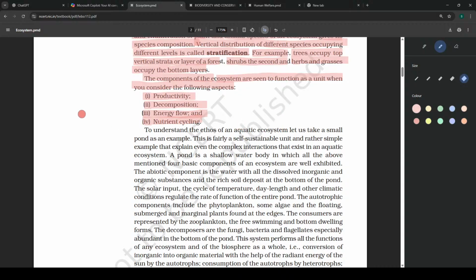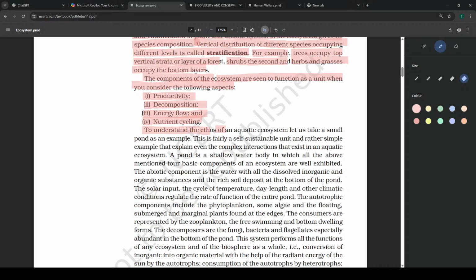What they meant is that an ecosystem functions as a unit when we take these four factors. We saw different categories of ecosystems, like desert, aquatic, sea, or whatever it might be. In all these ecosystems, these four factors, productivity, decomposition, energy flow, and nutrient cycling, are very common. All ecosystems play a part in showing these functions. Let's try to understand what these are to understand the whole concept.